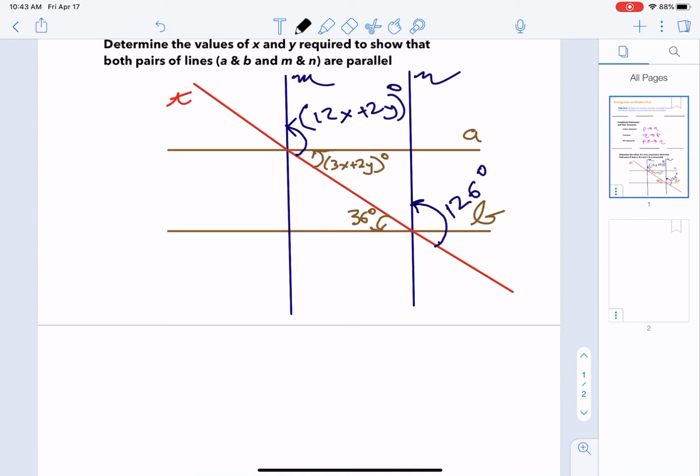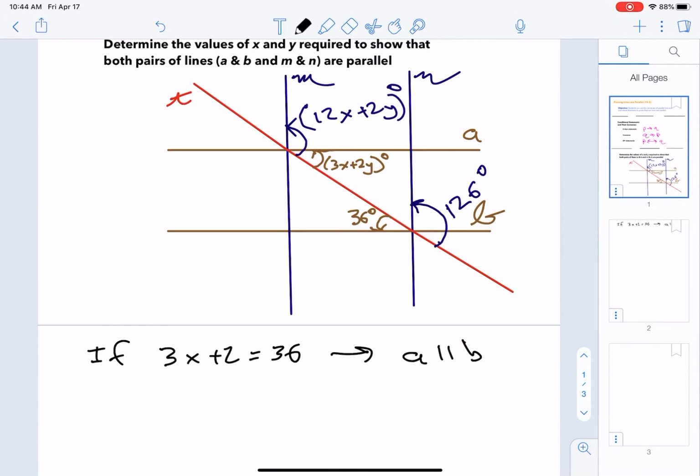the two angles marked in brown here, if 36 equals 3x plus 2y, if, I'll put it the other way, 3x plus 2y equals 36, then we know that line A is parallel to line B.